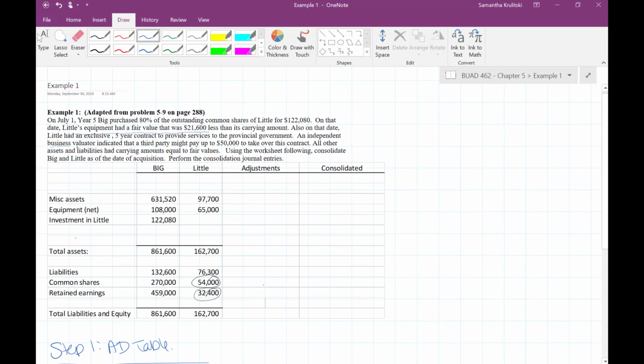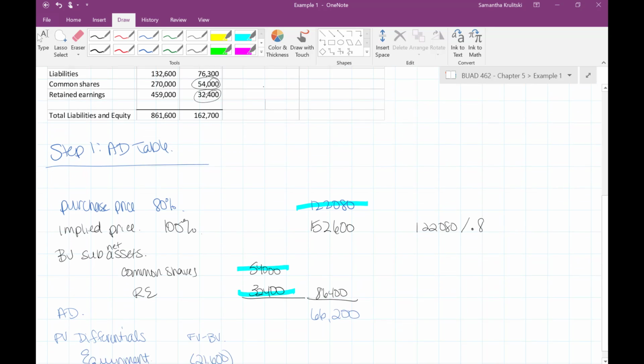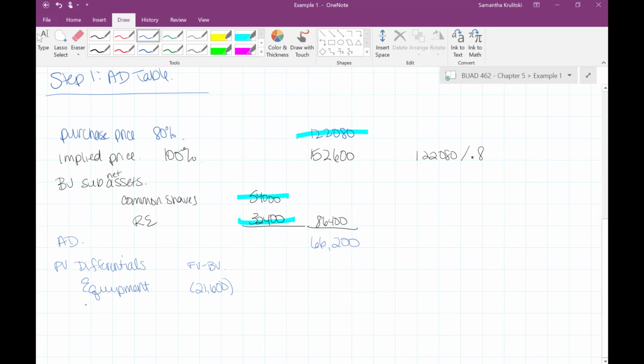There's a business valuator indicating that a third party would pay $50,000 to take over a contract. So that contract isn't actually sitting on Little's balance sheet anywhere. But when we're talking about the price, we're going to be paying for that contract, right? So it's going to contribute to a fair value difference. So we've got our government contract, and its fair value is $50,000. And the book value is 0.